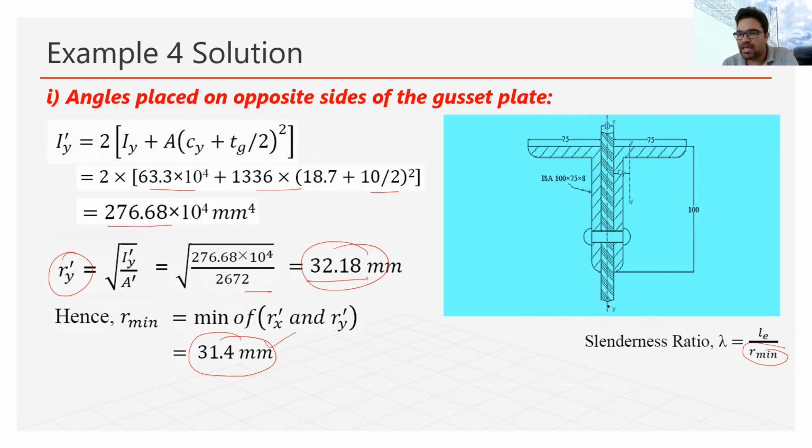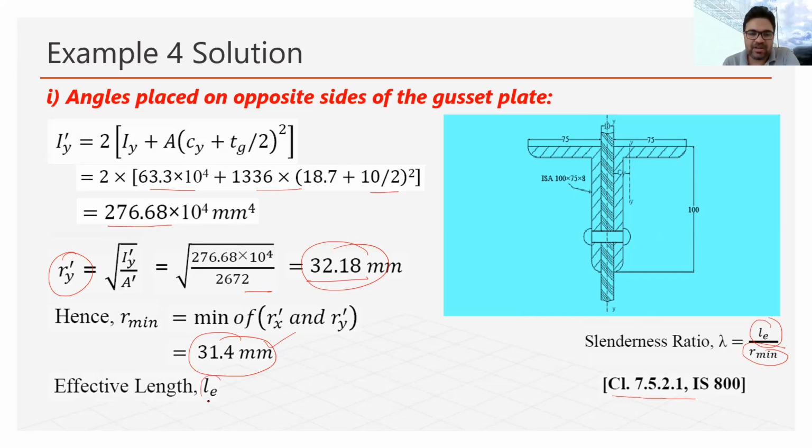Now we will find out LE, which is the effective length of the angle section. In case of double angle section, how do we find the effective length? That we have to see, and it is mentioned in the IS code also. So first we will see that IS code clause, and then we will see what the effective length will be. We will go to this IS code clause number, and there in the IS code it is mentioned what the effective length of a double angle section will be. So I will show you that.